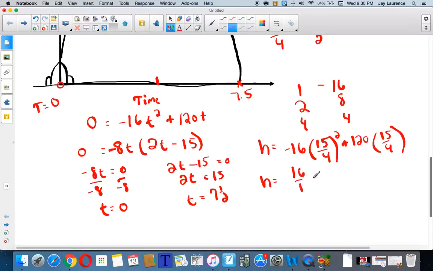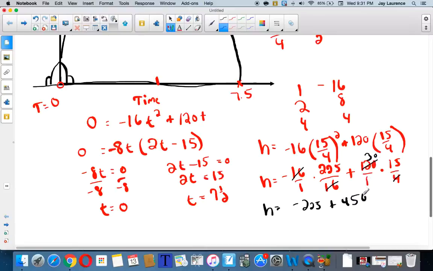Another sneeze coming on, by the way. Sorry about that. Times 225 over 16. Oops, I lost my negative. There we go. Plus 120 over 1 times 15 over 4. So I can do some canceling, and I'm going to get h equals negative 225 plus 4 is going into there 30 times. I think that's going to be 450, right?